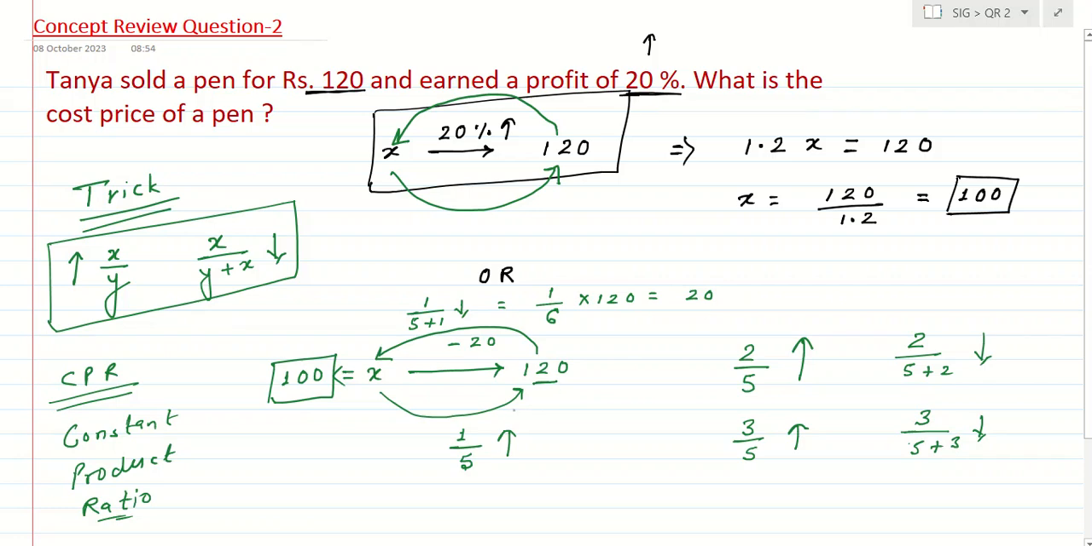So in this question, while increasing, x is the original value. While decreasing, 120 is the original value. So that's why I wrote it here. I told you that increment and decrement should always be calculated on the original value. So a 1 by 6 decrement, because the increment given is 1 by 5. The decrement must be 1 by 6 of what? Of the original value, 120. So a 20 rupees decrement. So subtract 20 rupees out of 120, and I'll get my answer back, that is 100 rupees. Right? I hope that makes it very simple and you understand this concept well.